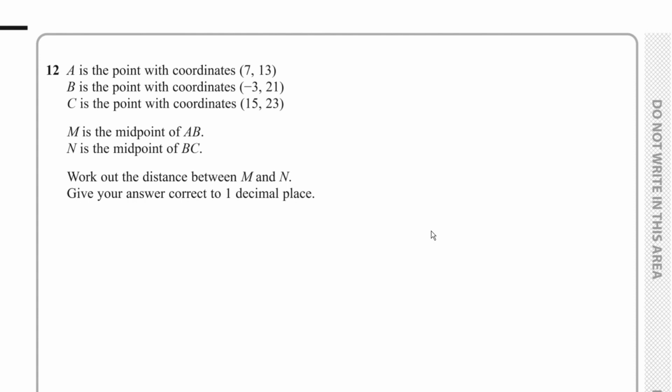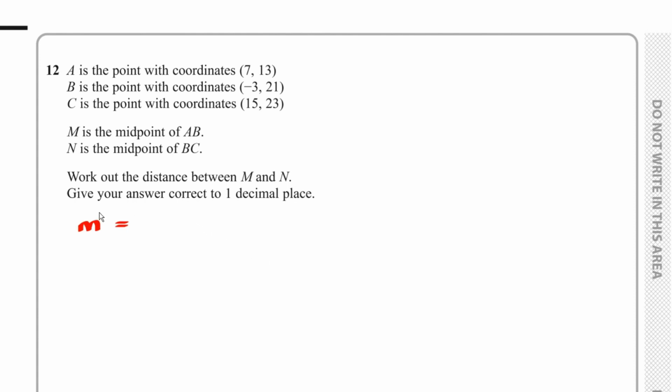Question number 12. A is the point with coordinates 7, 13. B is the point with coordinates negative 3, 21. C is the point with coordinates 15, 23. M is the midpoint of AB. N is the midpoint of BC. We have to work out the distance between M and N. Give your answer correct to 1 decimal place. Now for this, we need to find out the coordinates of M and the coordinates of N.